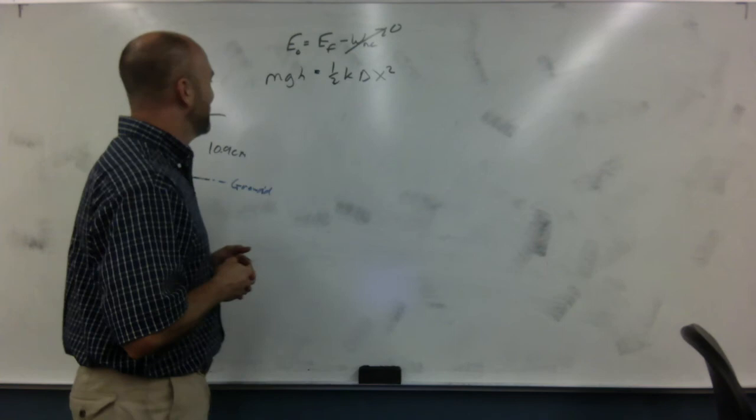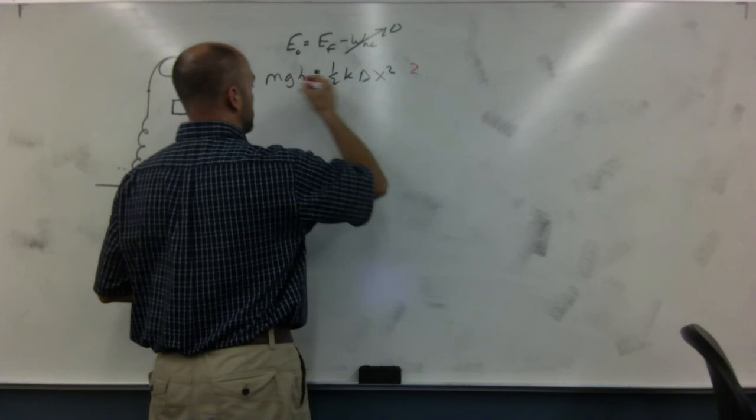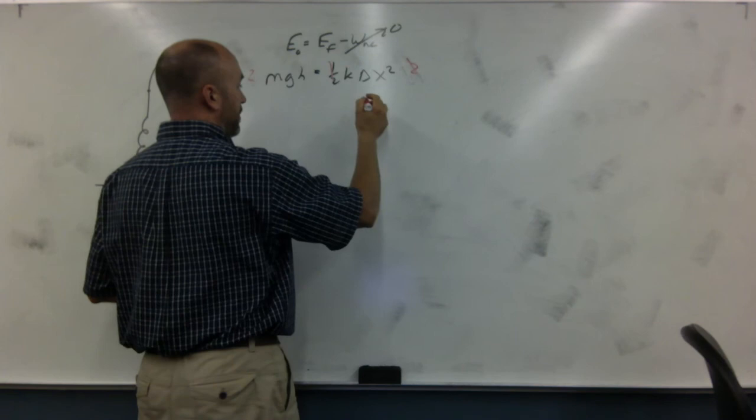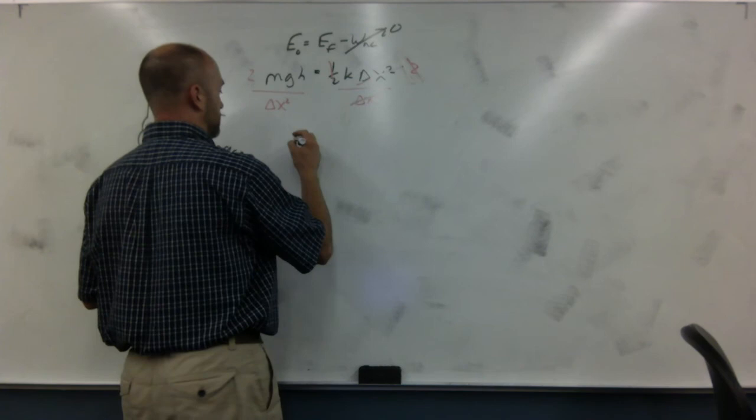Okay. So you just got to solve for K here. What we'll do is multiply both sides by 2 to get rid of the half, and then divide both sides by delta x squared. So that's going to cancel out there. So we'll get K is equal to 2mgh divided by delta x squared.